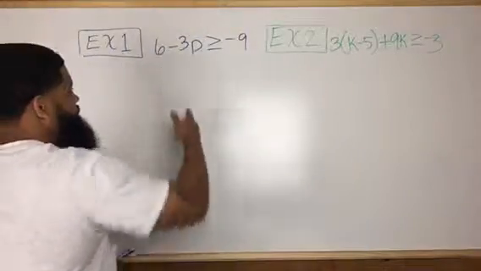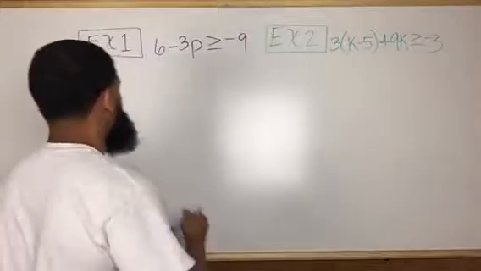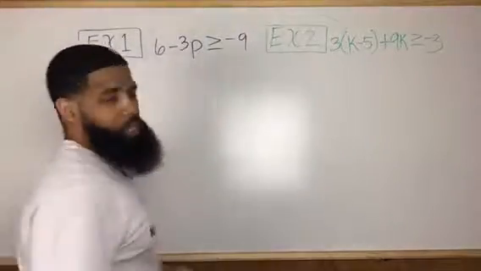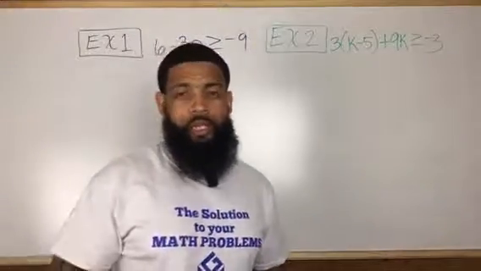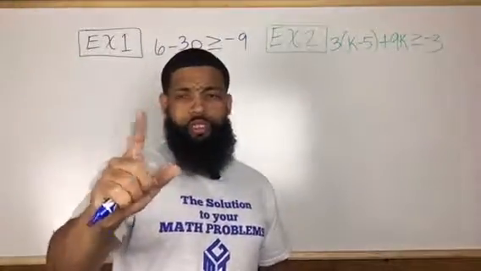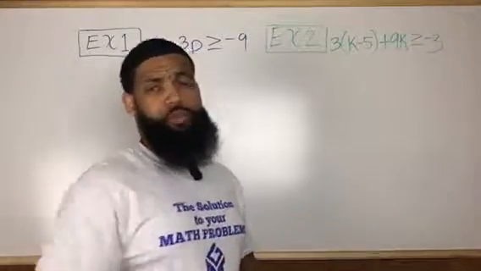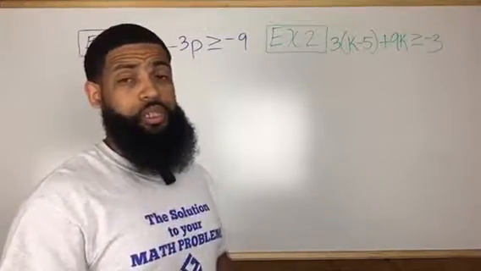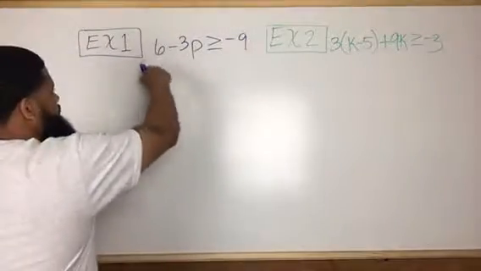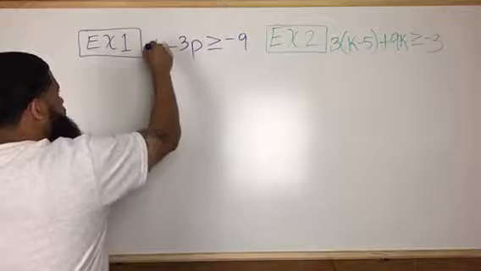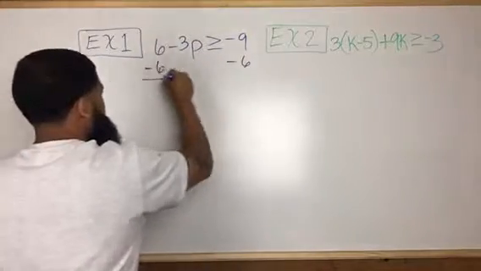Example 1, I have 6 minus 3p is greater than or equal to negative 9. I want to get this p by itself. Now, the beautiful thing about solving inequalities is there's not one way to do it. I'm going to solve it my way. I like my variable solved on the left. You may do it a little different, just as long as you use the properties of equality, you'll be fine. So I want to take this 6 to the right-hand side. So it's a positive 6, so I'm going to subtract 6 there, subtract 6 there.